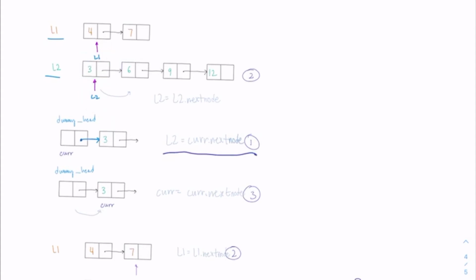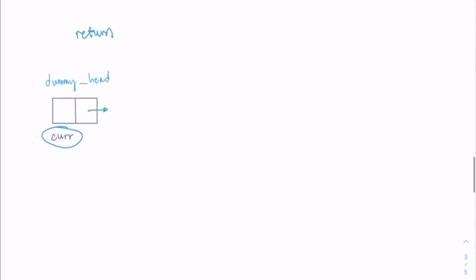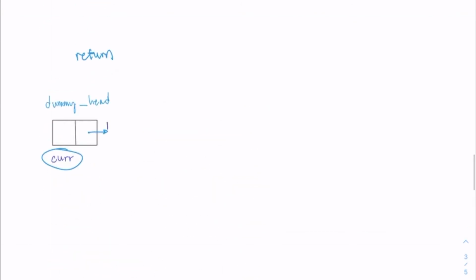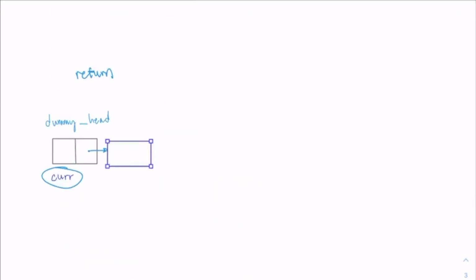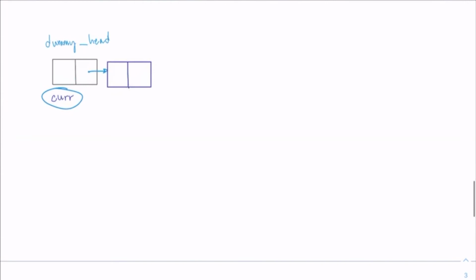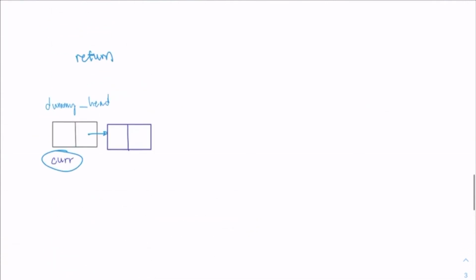Because the second block of the node that cur is currently on is pointing to the next node. So with this statement, we are effectively adding the node from L2, which is this, to our merged linked list. So now we have our first addition to our merged linked list.